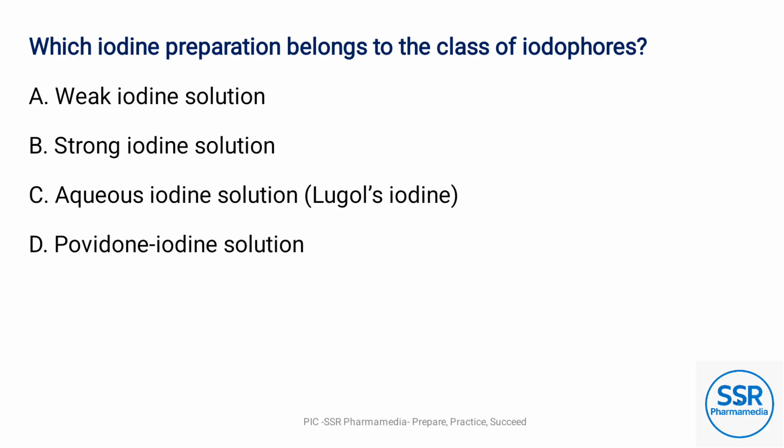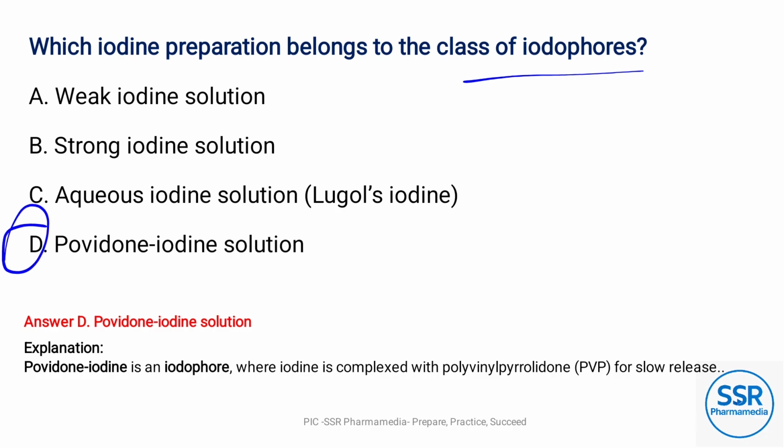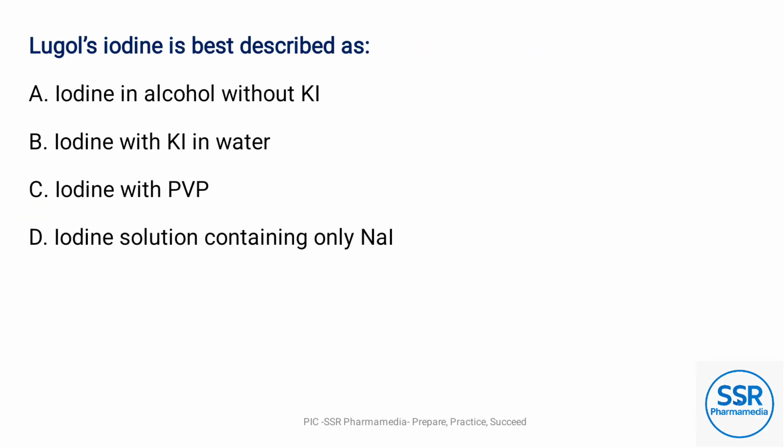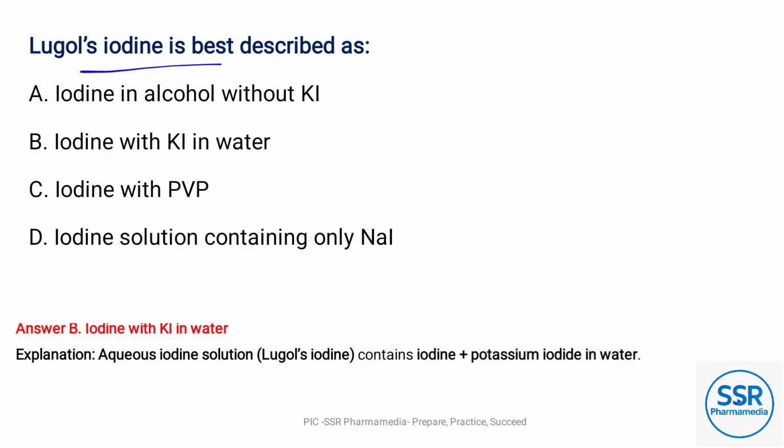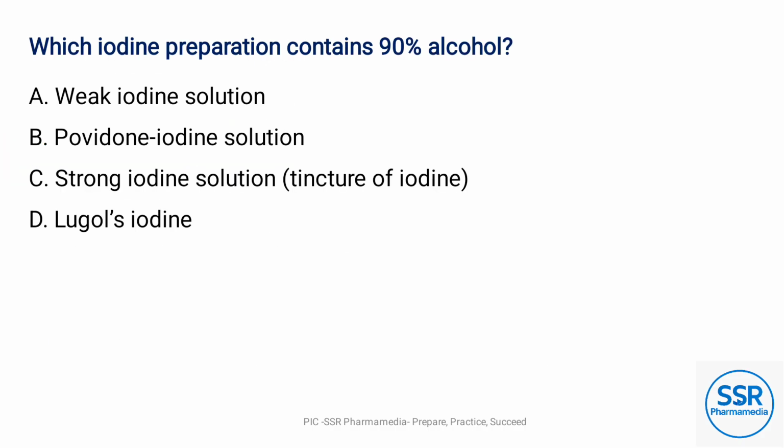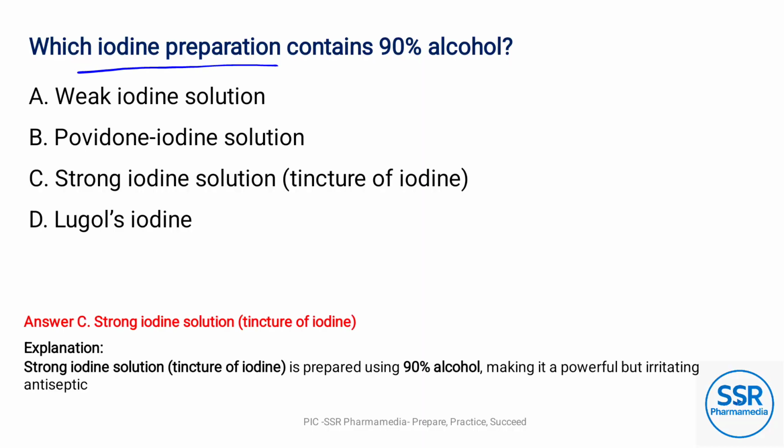Which iodine preparation belongs to the class of iodophores? So option D, povidone iodine solution. Lugol's iodine is best described as, option B, iodine with potassium iodide in water. So Lugol's means aqueous iodine. Iodine and potassium iodide dissolved in water. Which iodine preparation contains 90% alcohol? So option C, strong iodine solution, also called tincture of iodine, because it contains 90% alcohol.